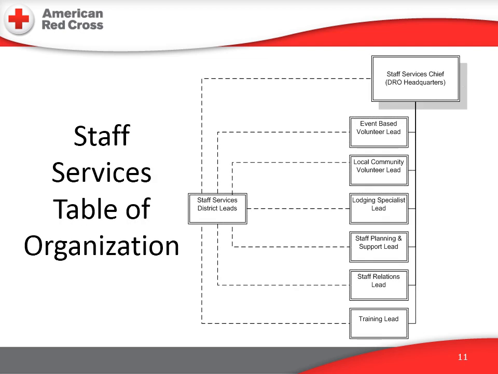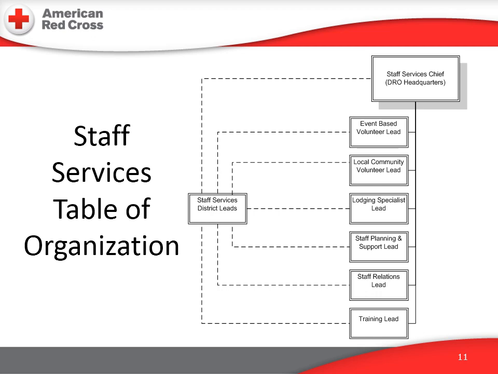Here is the table of organization for staff services on a DRO. The chief or lead manages the activity leads. On some larger operations that have district locations, there will be a staff services lead at each of the district offices. That staff services lead will report to the district logistics lead, but will still maintain a technical line of support with the lead or chief at the disaster operation headquarters.